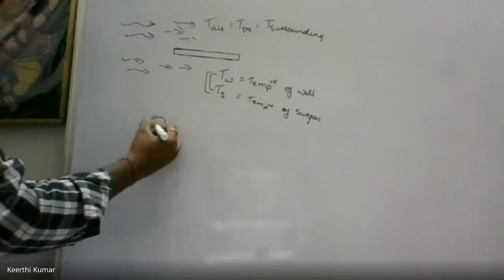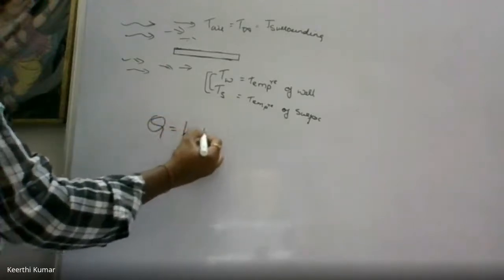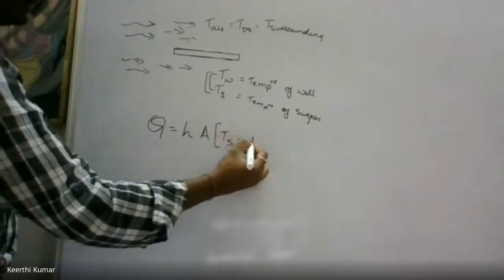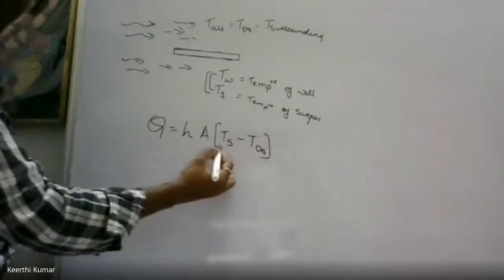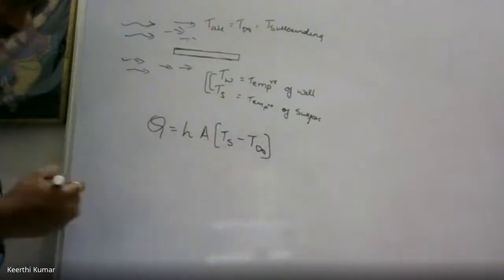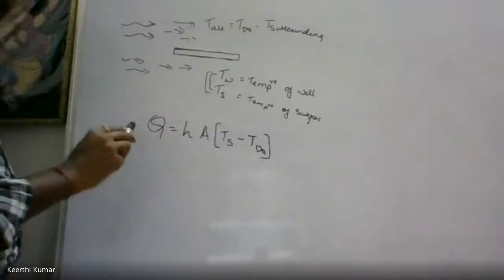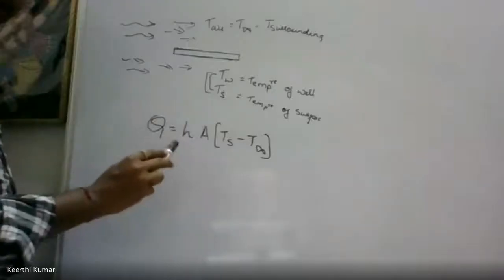We know Q for convection is equal to h A delta T. Delta T is nothing but T surface minus T infinity. Sometimes we will write it as T wall minus T infinity, both are the same. So here, any one out of these he will ask. Any one out of these he is going to ask.